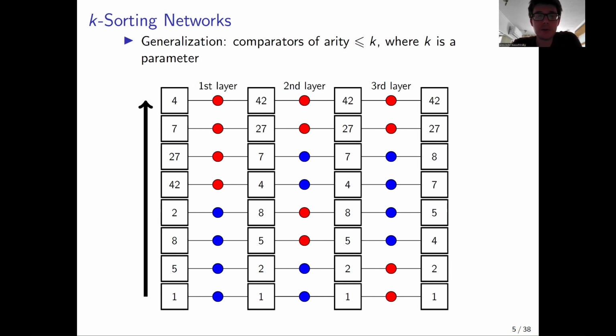Now, this is more or less the same example as we had before, but now we have 8 inputs, and k is 4. In the first layer of our network, we take the first 4 positions and the second 4 positions, and independently we ask the oracle to order them. On the second layer, we take the heaviest 2 stones in the first 4, and the heaviest 2 stones in the second 4.